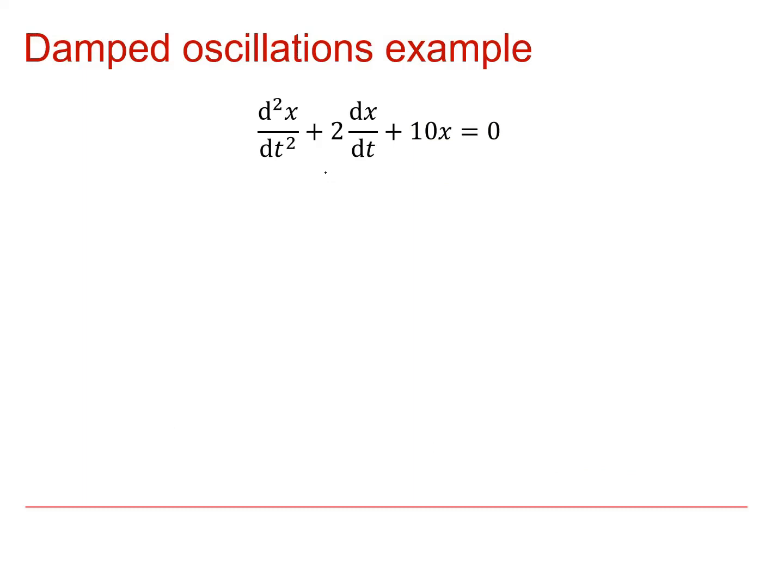So if we have a look at this differential equation that represents a damped oscillation, this extra term in the middle here comes about as the result of some kind of resistance to the motion related to the velocity, and that explains why it slows down over time.